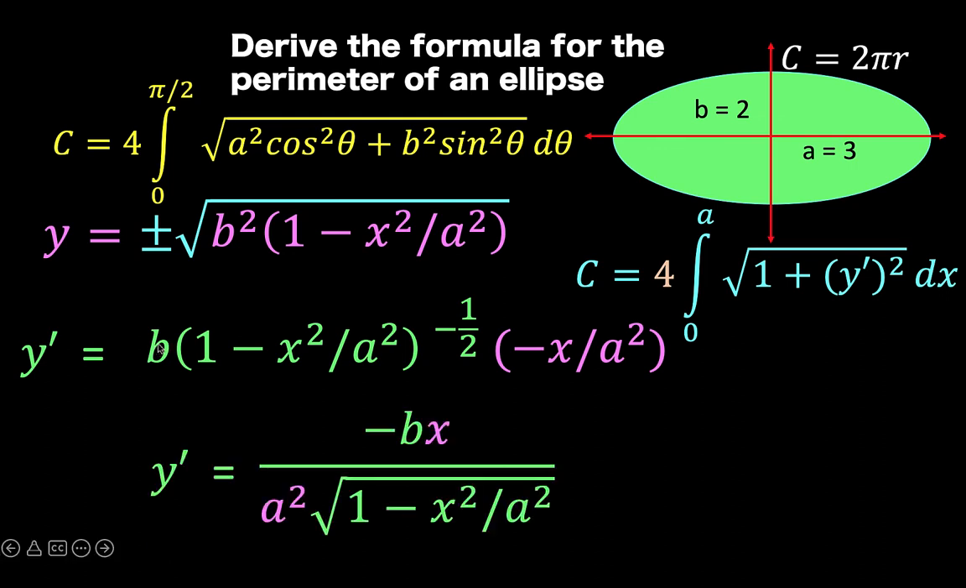So in the numerator, we have this b and this negative x to get negative bx, and in the denominator, we still have this a squared, and we write this as a positive fractional exponent, but now in the denominator, and we write it in radical form. So this is now the value of our y prime.